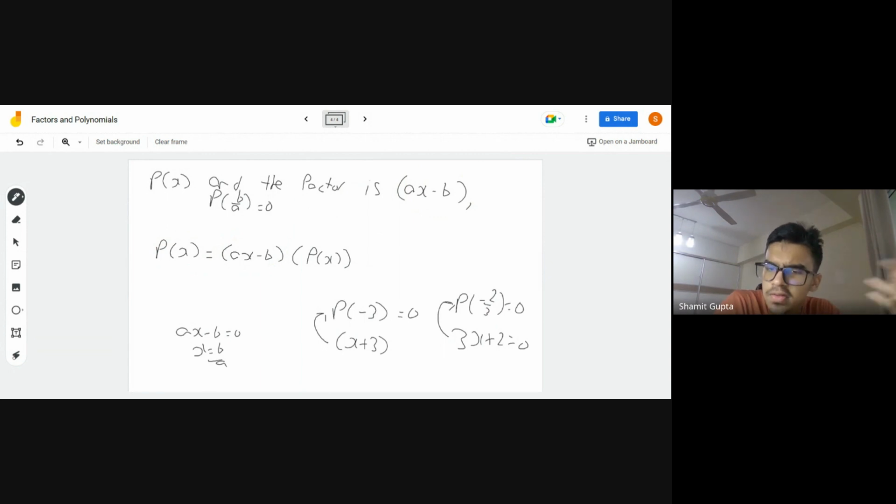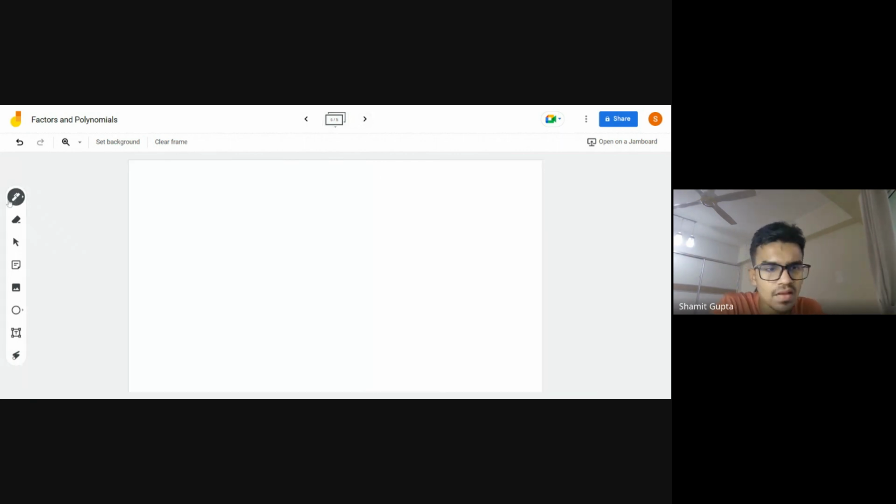When one of them is 0, the whole thing is 0. So when is one of them 0? ax minus b becomes b over a. And they'll ask you so many questions on this. Now, what's the particular use of this? In your syllabus, there's one thing called factorizing cubics.